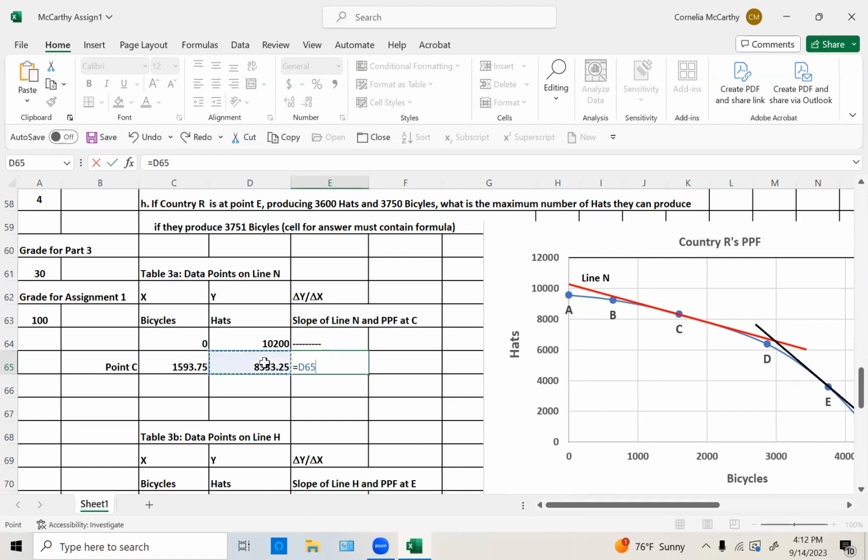So if this is where we wind up, and I forgot, I like to use my open parentheses, then point at the cell minus the other cell above it. So that's the difference in the 2 values for Y. Backslash to mean division. Parentheses again. Point at the cell we're starting with minus the cell above it. Close. And that gives you your formula for the slope of line N.